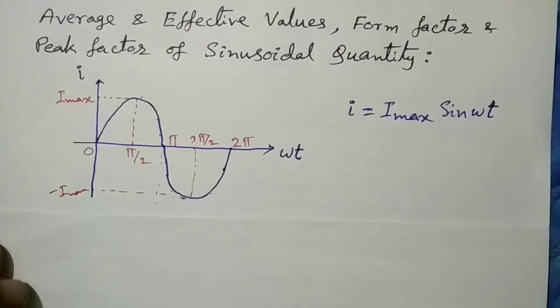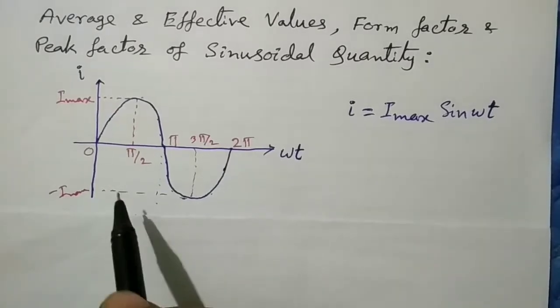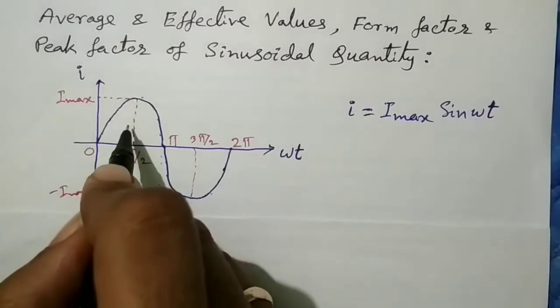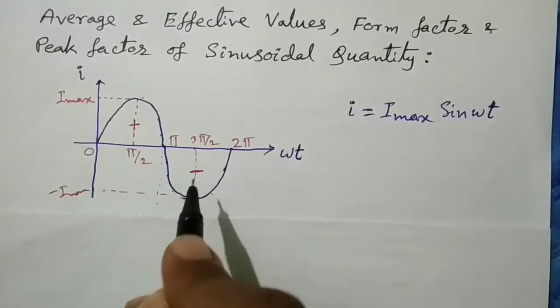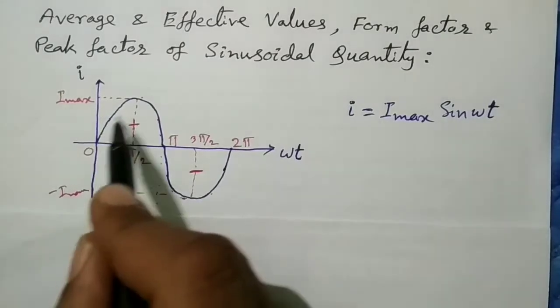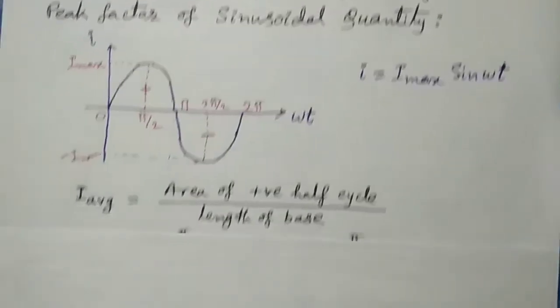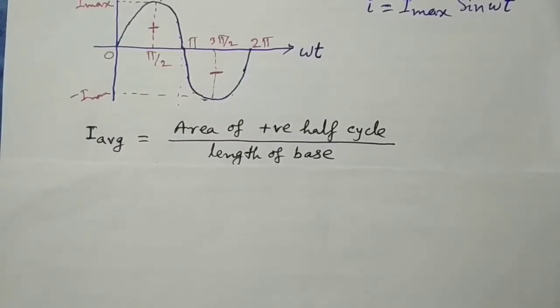So first we will calculate the average value. As you can see, it is a symmetrical waveform. That means here the positive and negative half cycles are identical. So we will consider only the positive half cycle. So the average value will be the area of the positive half cycle upon the length of its base.